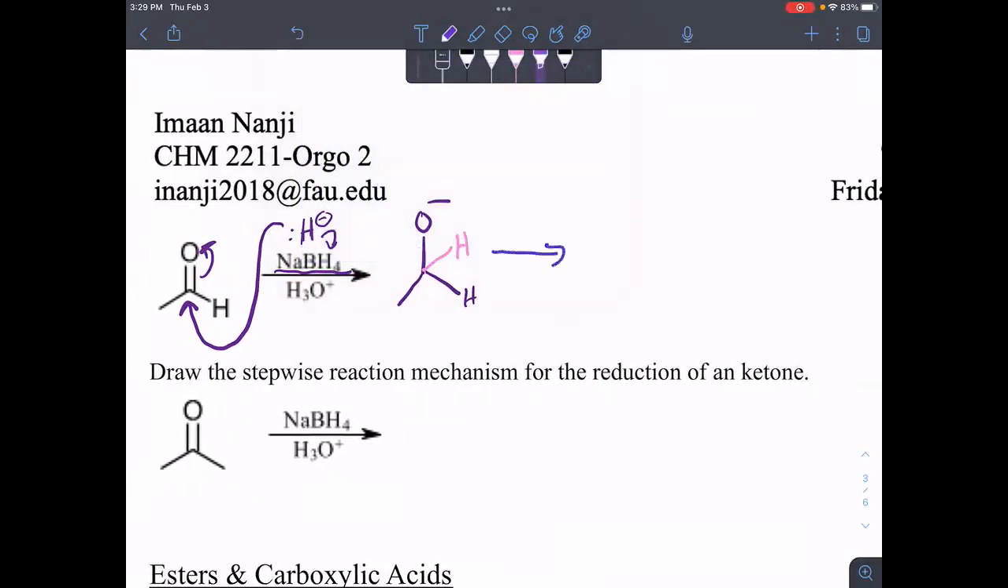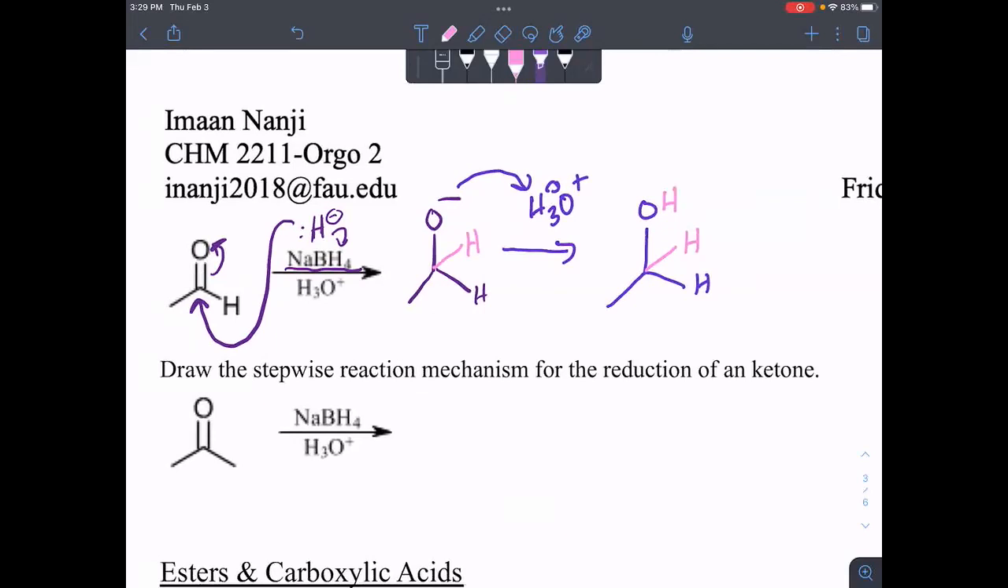So after that, we have a nucleophilic oxygen. We take an acid, it can be water or H3O+, and it's just going to protonate itself because it wants to be stable. So we basically added two new hydrogens. The first one was from a nucleophilic addition, and the second one was from an acid-base reaction with the alkoxide that we made. And that's all.